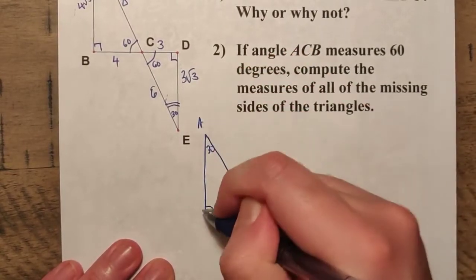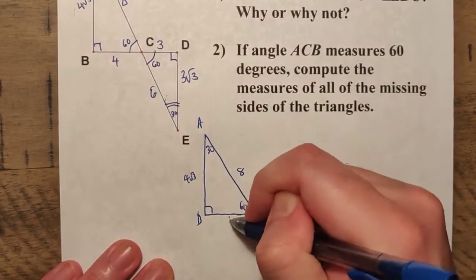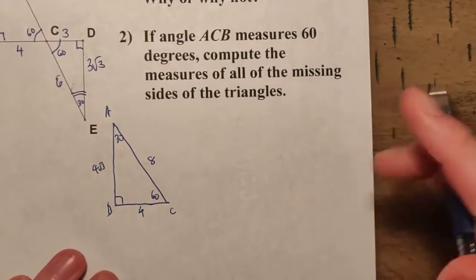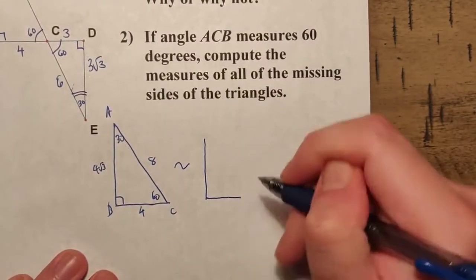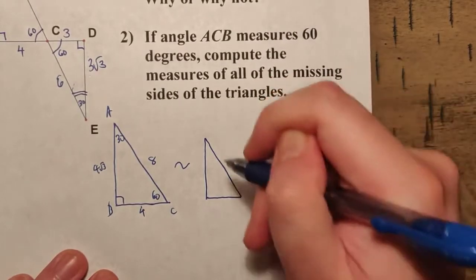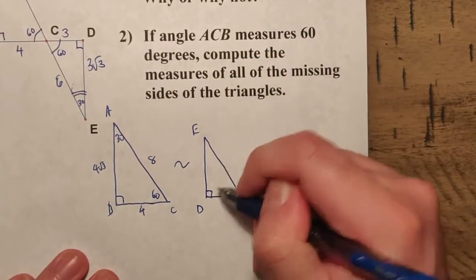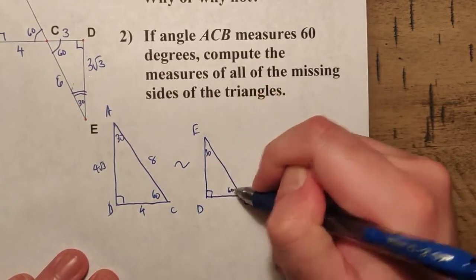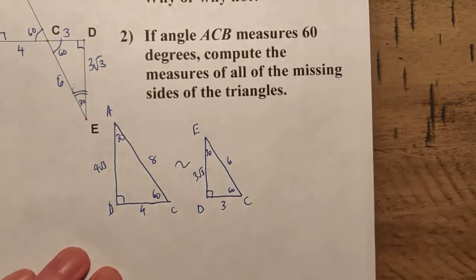So here's ABC. This was 4 radical 3, this was 8, and this is 4, right? We know that this is going to be similar to another triangle. In this case, I have another triangle here. So in this situation, this looks like D, this looks like E, this looks like C here. So we have a 30-60-90 triangle yet again. This is 3, this is 6, this is 3 radical 3 here, right?